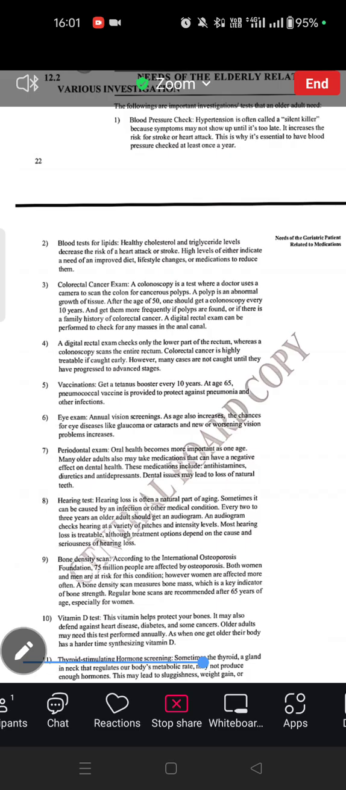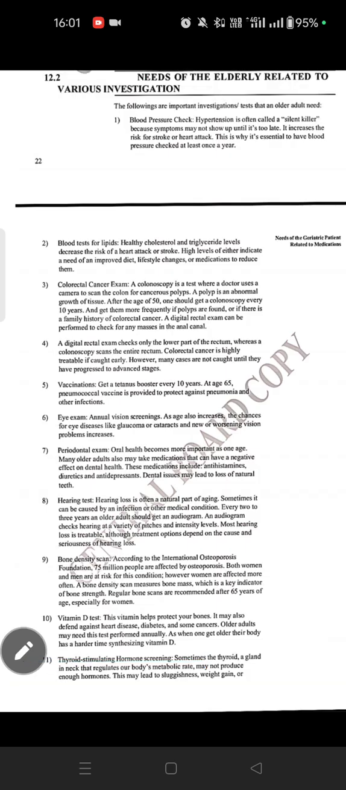Then hearing test. Hearing loss is a natural part of aging. It can also be due to infection or other medical conditions. Every 2 to 3 years we can use an audiogram, the audiogram checking process. Then we can identify the loss of hearing capacity. We can treat it, and we can control the seriousness of the hearing loss.